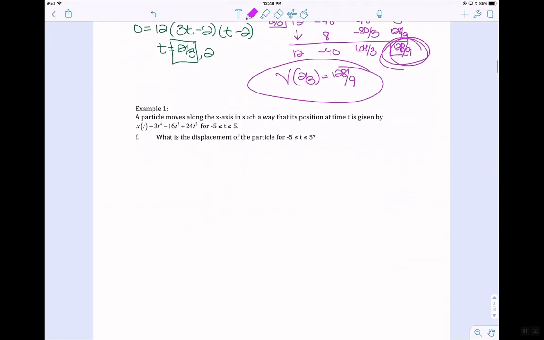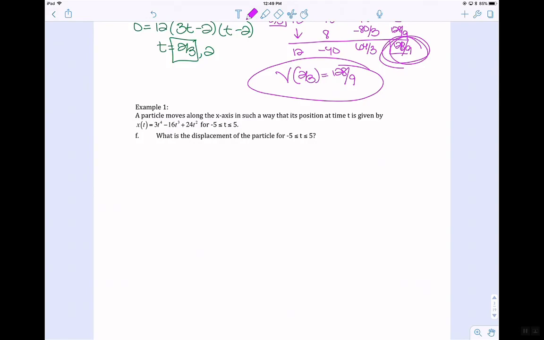Okay? I could be asked to find the displacement over the given interval. And so, again, displacement is the change in position, and so I'm going to be plugging in -5 and also 5 into my original equation. So remember, I can go x of -5 is equal to 3 times -5 to the 4th minus 16 times -5 cubed plus 24 times -5 squared.